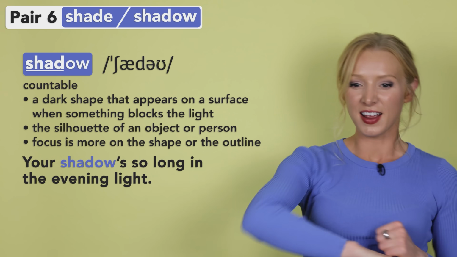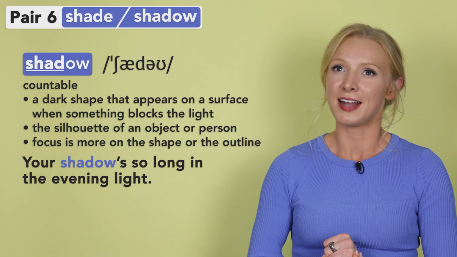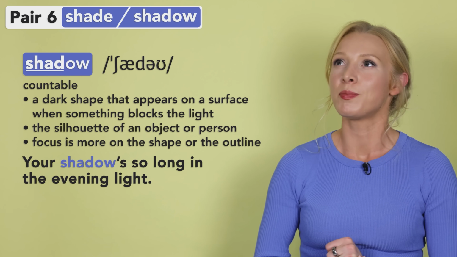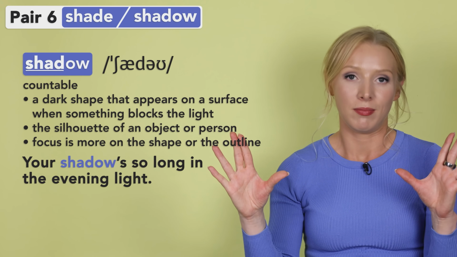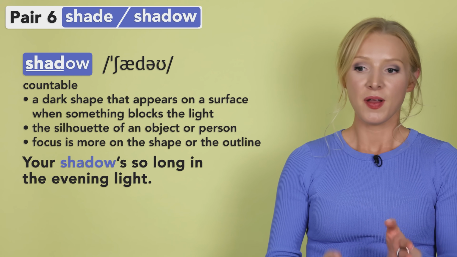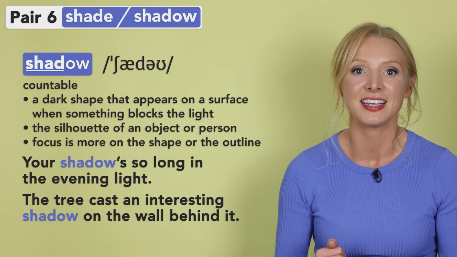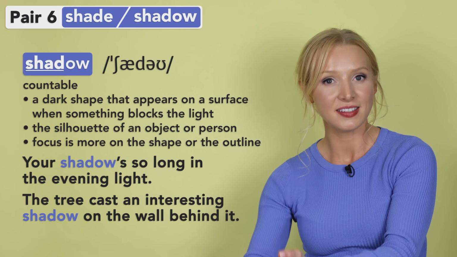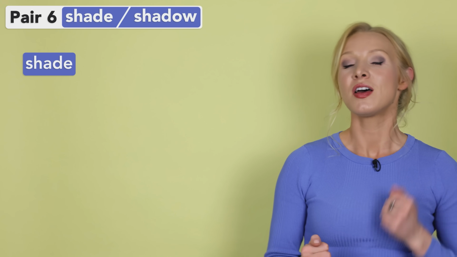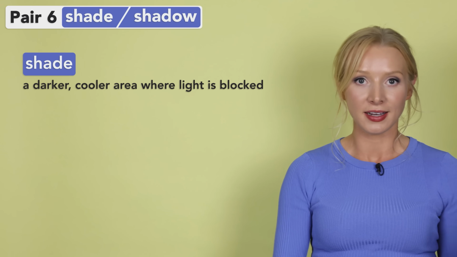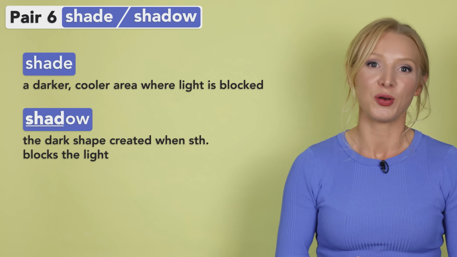That you would walk in the evening and see that your shadow looked like a giant. My dad's a scientist, and I remember being very young, probably 4, and asking him why, and he drew me a diagram. Another example, the tree cast an interesting shadow on the wall behind it. Something casts a shadow. That's the verb we use. So, shade is all about the darker, cooler area where light is blocked. Shadow is the dark shape created when something blocks the light.